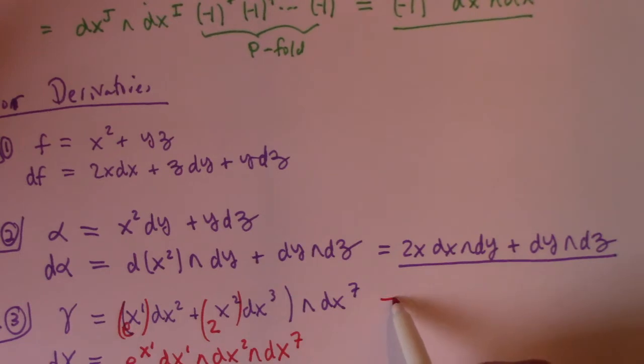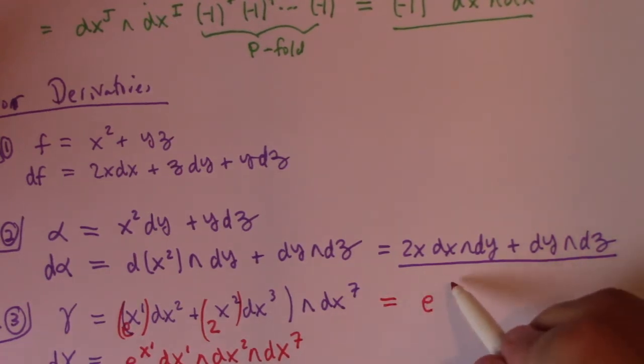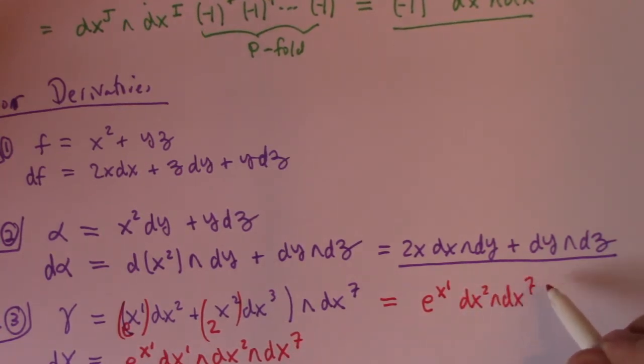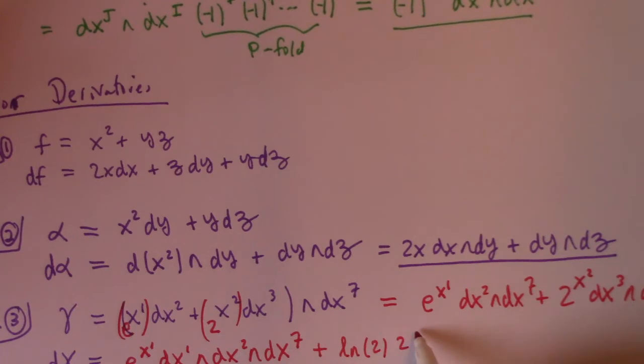So basically, my first step here really was to multiply it out: e to the x1 dx2 wedge dx7 plus 2 to the x2 dx3 wedge dx7. So I just have to exterior differentiate the coefficient. The derivative of 2 to the x2 power will be natural log of 2 times 2 to the x2 power dx2.